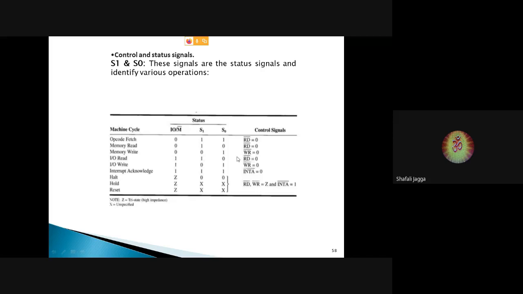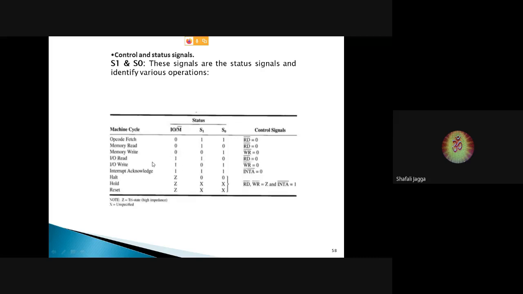Then we talk about IO read and IO write. Whenever it is doing IO operations, the IO/M bar signal must be taken as 1. If it is an IO read, then as in the case of a read operation, S1 is 1, S0 is 0. So for IO read, S1 is 1, S0 is 0. And the read bar signal must be activated whenever the microprocessor wants to read data from an IO device. But remember, the IO/M bar signal should be taken as 1.